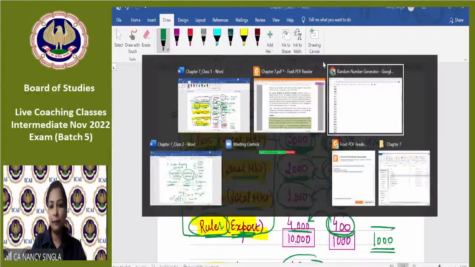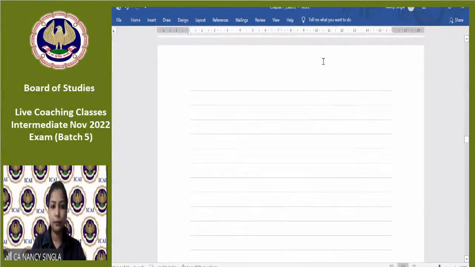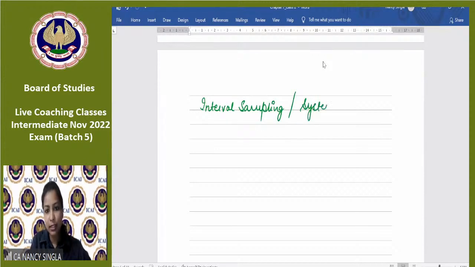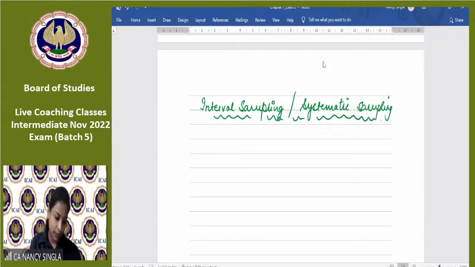Now this next is what? Interval sampling, or also called what? Systematic sampling. So another way is what? Interval or systematic sampling. Okay.